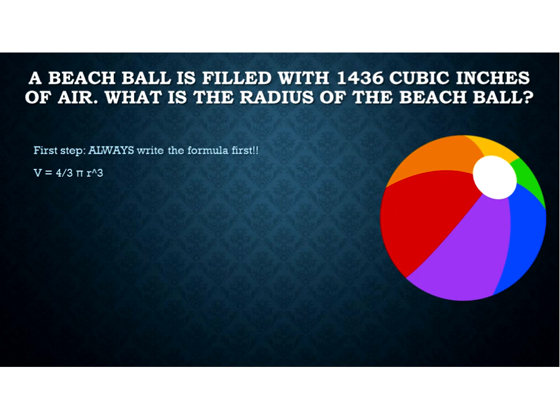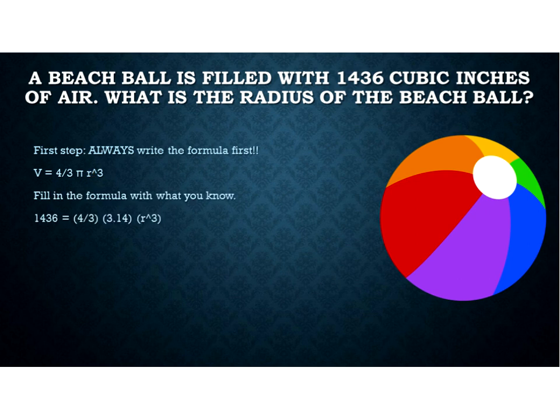So again, the first step is always going to be to write the formula first. That's always going to be your first step. Now we're going to plug in what we know. We know the volume, so we plug that in. We know the fraction 4/3. We know what pi stands for. We just don't know what the radius would be. So we're going to leave that as a variable because that's what we're looking for.